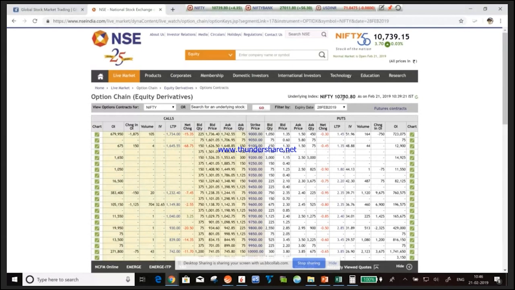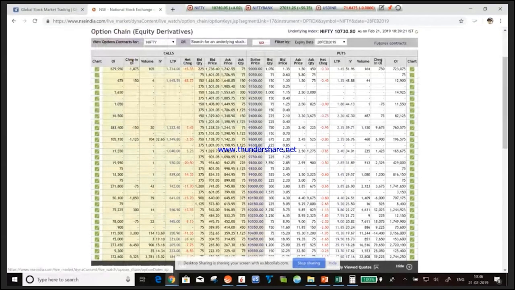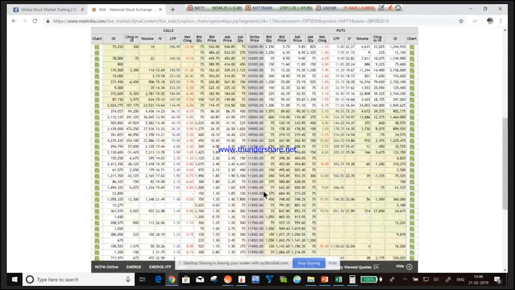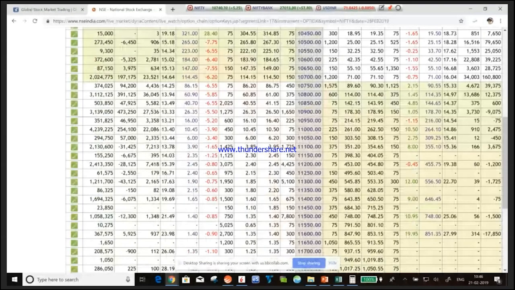Now here is a word of caution to everyone. Do not take the middle series, that is the 50 series: 10,750, 10,850, 10,650. Don't take that. They are not really liquid. If you see here in the open interest, this is the open interest for 10,700 and look at the open interest for 10,750. So don't take this. Take the full numbers.